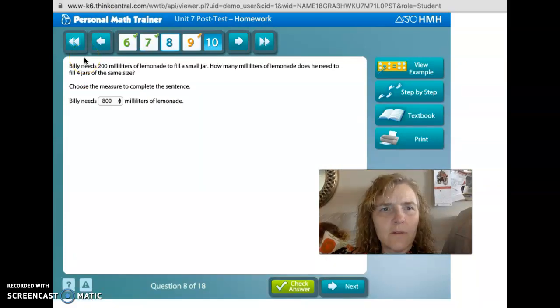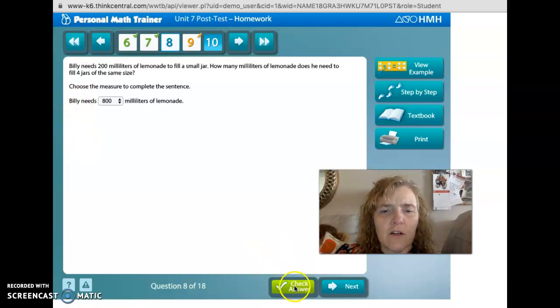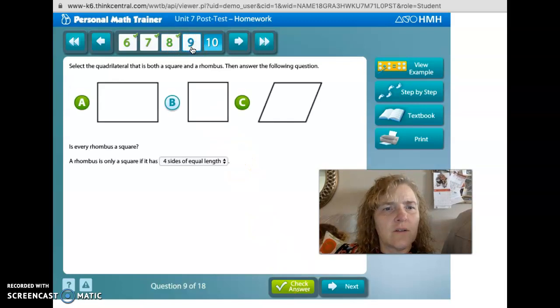Number 8. Billy needs 200 milliliters of lemonade to fill a small jar. How many milliliters of lemonade does he need? I need to do 200 times 4, which equals 800. Let's check our answer. That is correct. Move on to the next one.